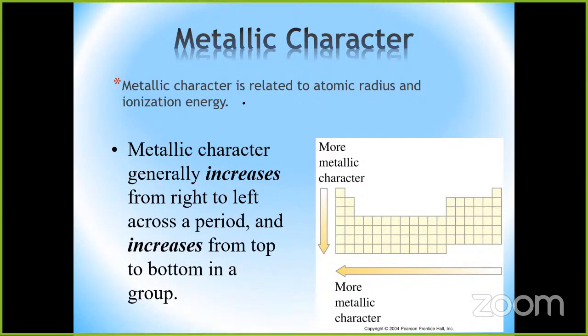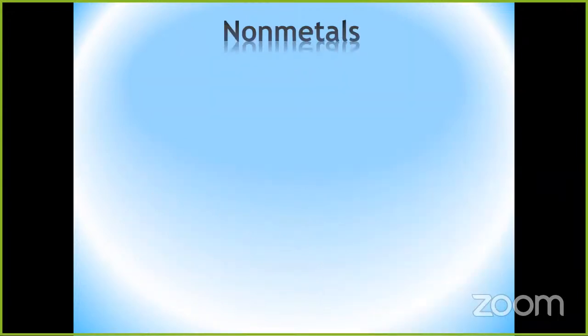In fact, let me write that down here. The lower ionization energy implies greater metallic character. That is something you may want to make a note of. As you go down the group, the ionization energy decreases, which means that the metallic character increases. As you go from left to right of any period, the ionization energy increases, which means that the metallic character decreases.